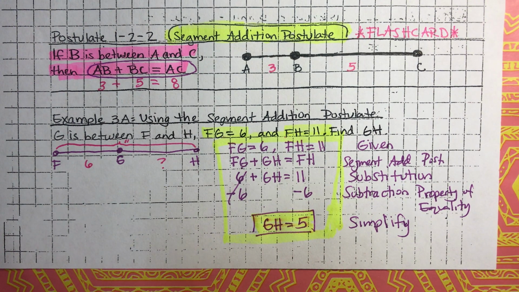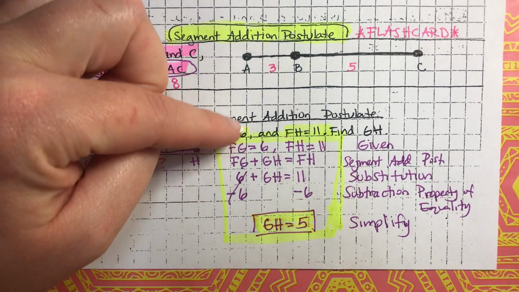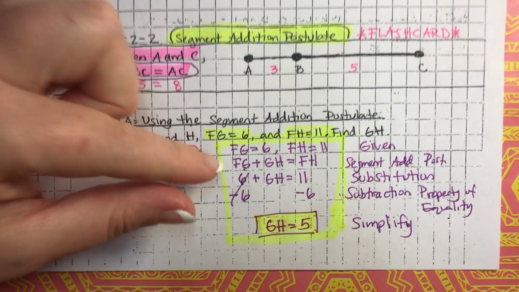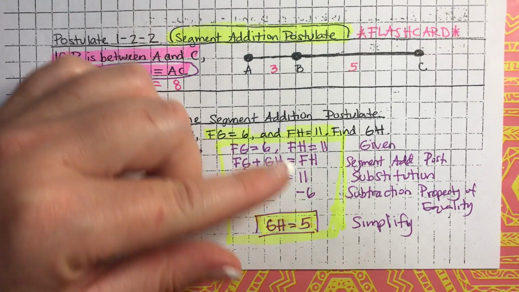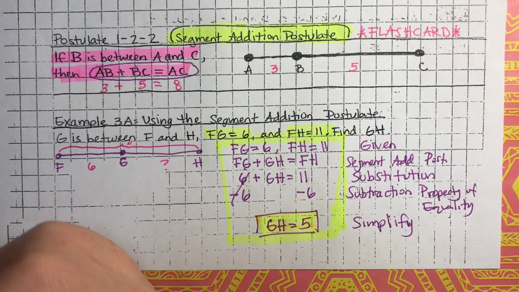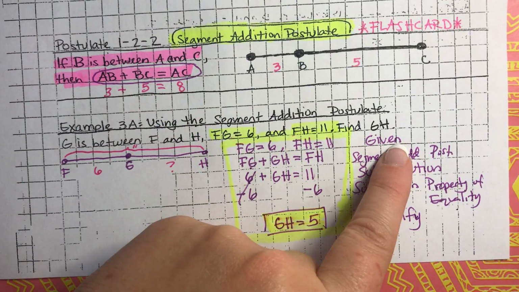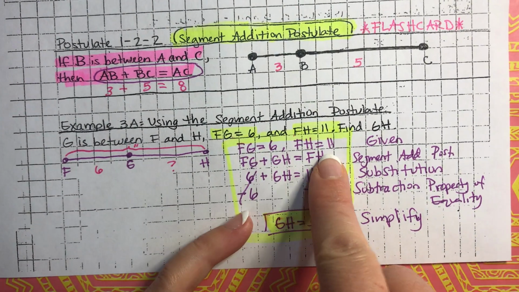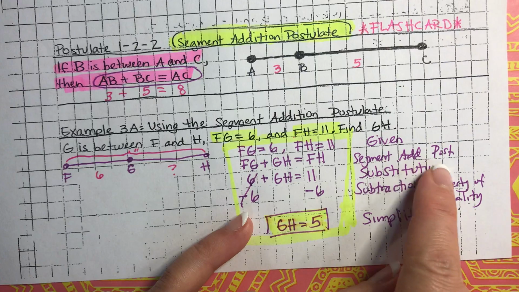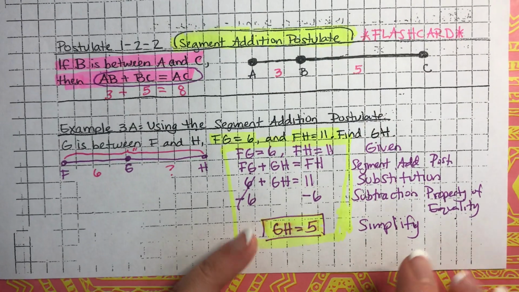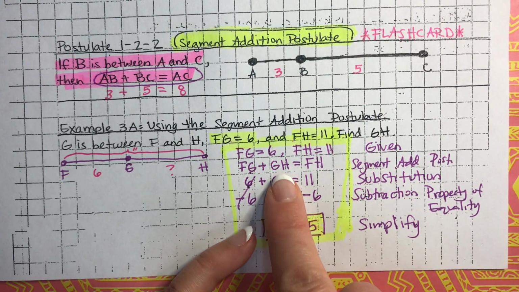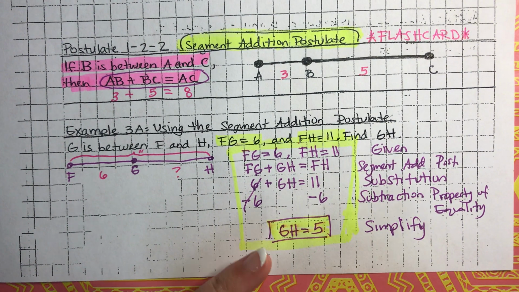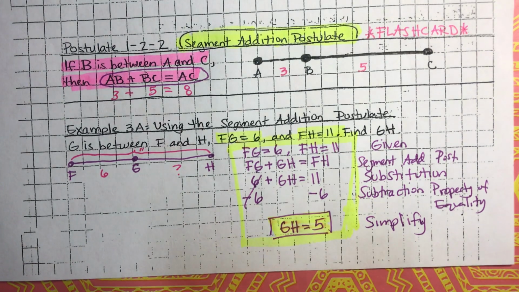But what you're going to find out in this geometry class is every time we write something, we have a reason why we write it. Why were we able to write FG equals 6? Why were we able to write FH equals 11? Because the problem gave us that information. It was given. That's the reason. Why were we able to write this? Because of the segment addition postulate, something we just talked about. And then why were we able to do that? Because of substitution. Why were we able to subtract from both sides? Subtraction property of equality. Why were we able to do this? Because that's called simplifying.